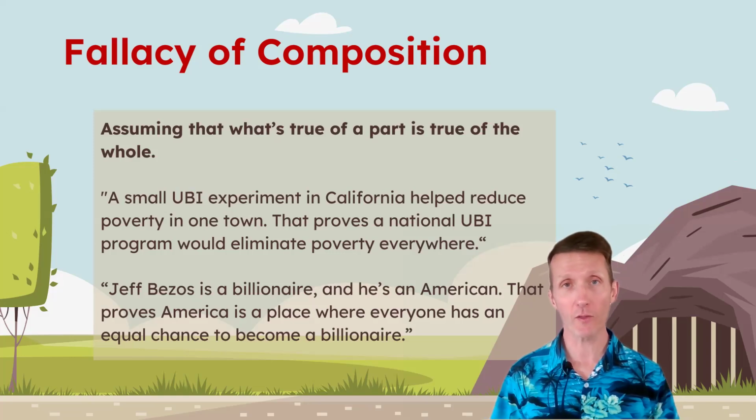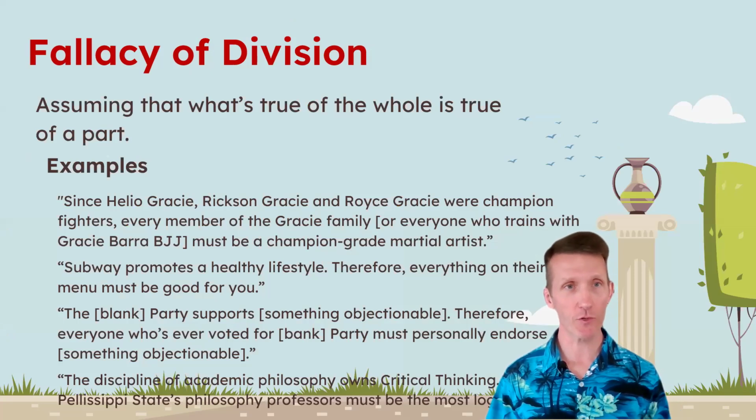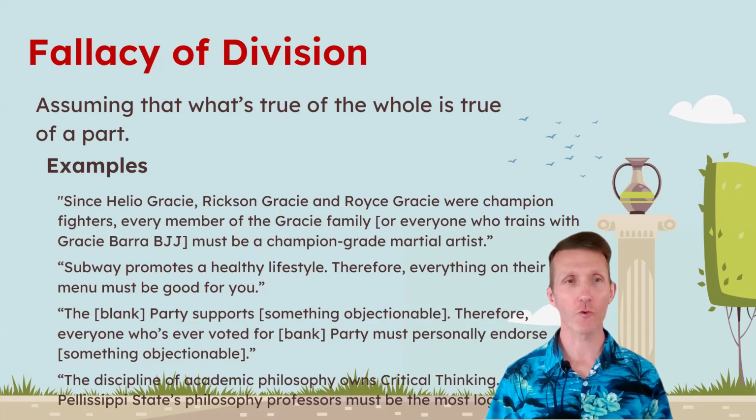I wouldn't think so. I wouldn't think the fact that Jeff Bezos is an American and a billionaire would establish the conclusion that everybody has an equal chance to become a billionaire. Fallacy of division. So we had composition, this is division. This is assuming that what's true of the whole is true of the part.